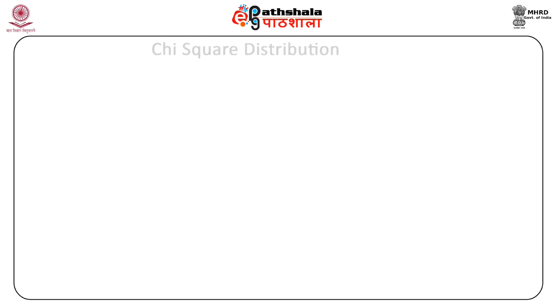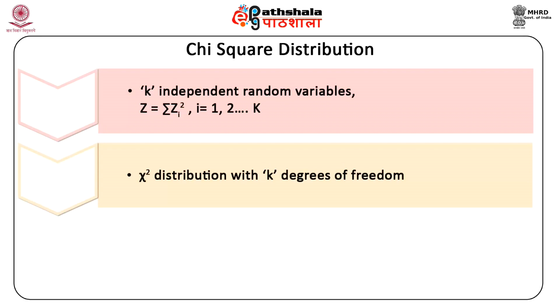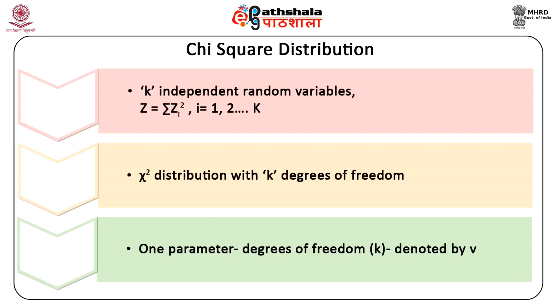Let us begin by understanding chi-square distribution. One of the most important non-parametric tools is the chi-square test. It is an entire family of distributions. We take k independent random variables with standard normal distribution. Let these be z1, z2 up to zk. Then the statistic z equal to sigma zi square, i varying from 1 to k, is said to have chi-square distribution with k degrees of freedom. It has only one parameter called the degrees of freedom k.